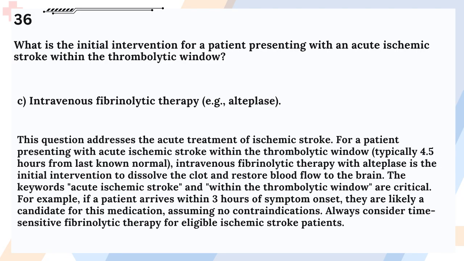Answer: C. Intravenous fibrinolytic therapy, e.g., alteplase. This question addresses the acute treatment of ischemic stroke. For a patient presenting with acute ischemic stroke within the thrombolytic window, typically 4.5 hours from last known normal, intravenous fibrinolytic therapy with alteplase is the initial intervention to dissolve the clot and restore blood flow to the brain.